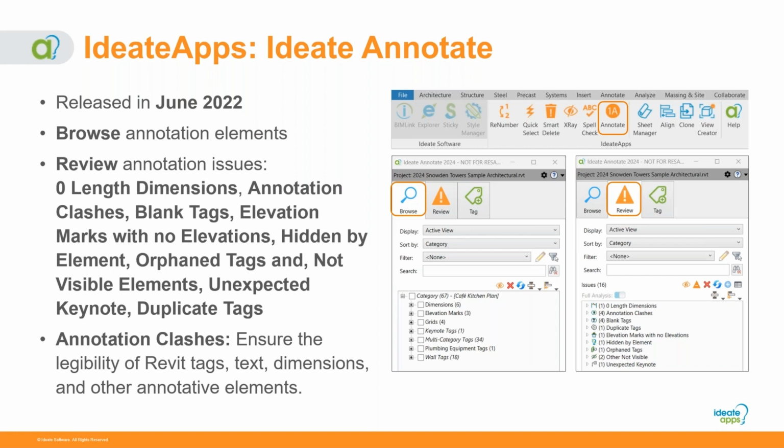And then annotation clashes, which is unique to us. It basically tells you if there's text on top of each other, like tags or text or dimensions or any other annotation element, making your documents not legible. So then what you can do is automate running this clash detection and try to understand your model.